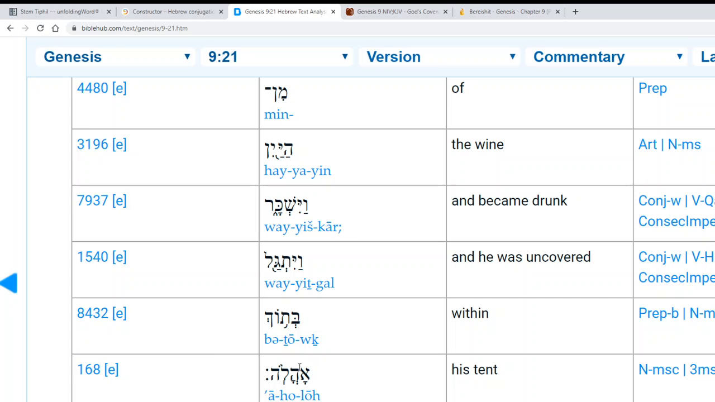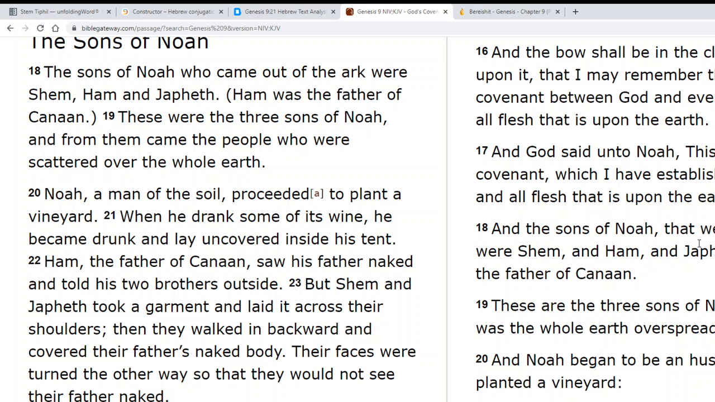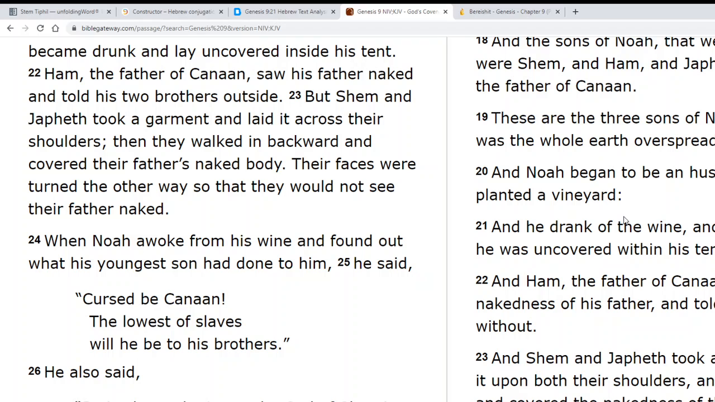Ohalo. So ohel is a tent. This ohel is written with a hey at the end, ohalo. His tent. It's written a little bit strangely. I'm guessing there's a Rashi on here. It's a little bit strange how ohel is written. But we'll see how Rashi comments on that. Verse 21: And he drank of the wine and was drunken, and he was uncovered within his tent.